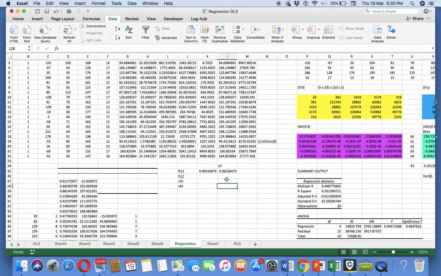To give you an example, supposing I get an r squared value of 0.9. This is only hypothetical. So my formula would be r squared divided by the square root of 1 minus r squared, and I get a value.